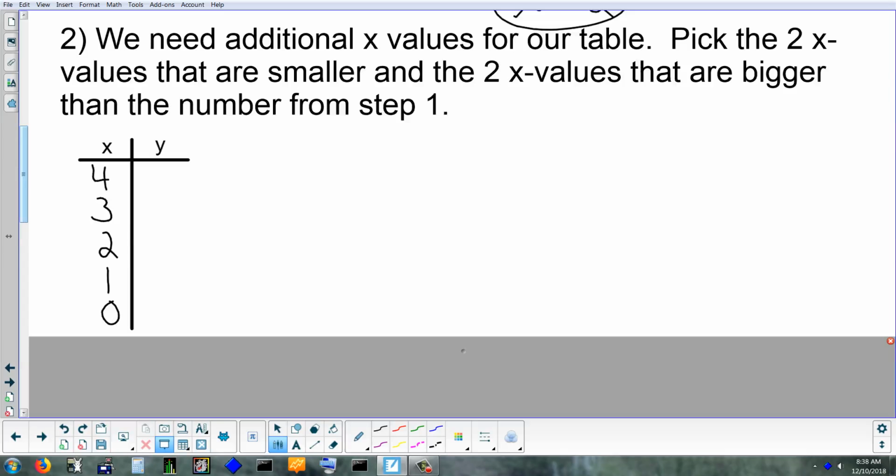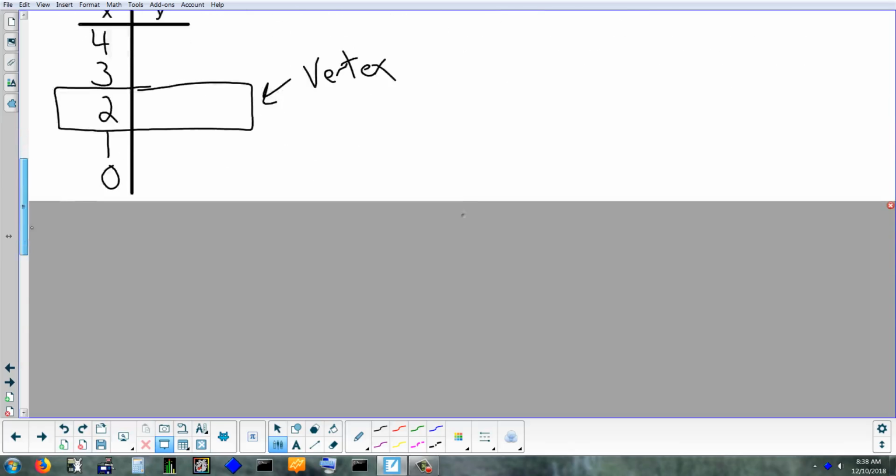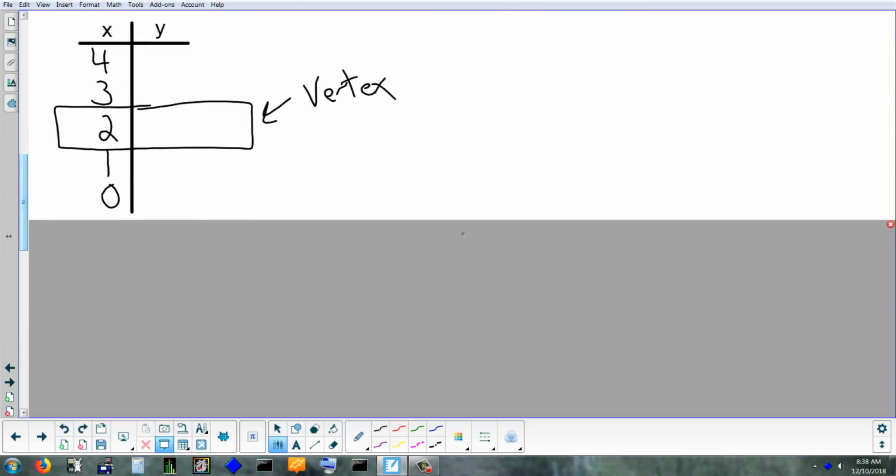That's step 2. Here's my vertex. We're going to get to how to figure out the y values in a second, but that's going to be the x value for my vertex. So again, all we're doing for the x values is setting what's in the absolute value equal to 0, then picking the two numbers in consecutive order that are greater than that number, and the two that are less than that number. All right? Fill in, I got half of my chart filled in.